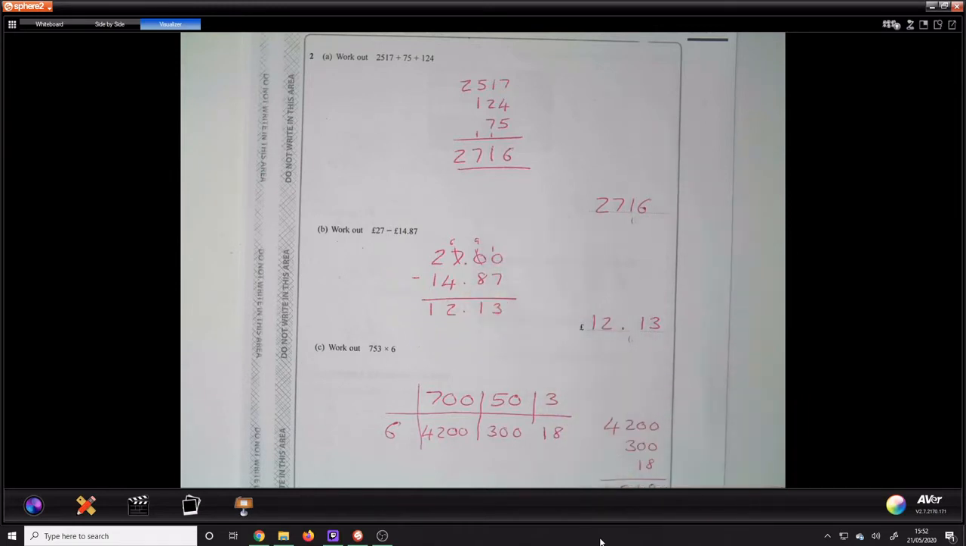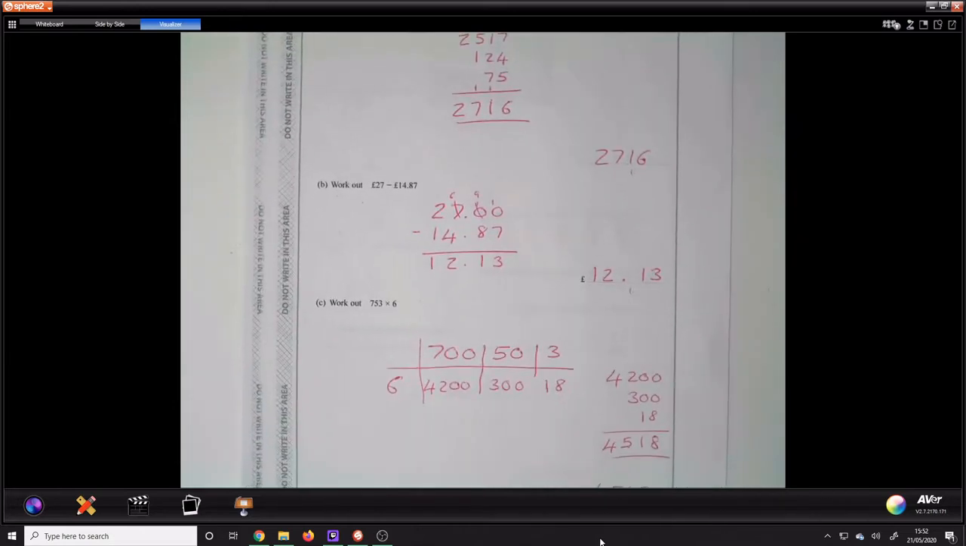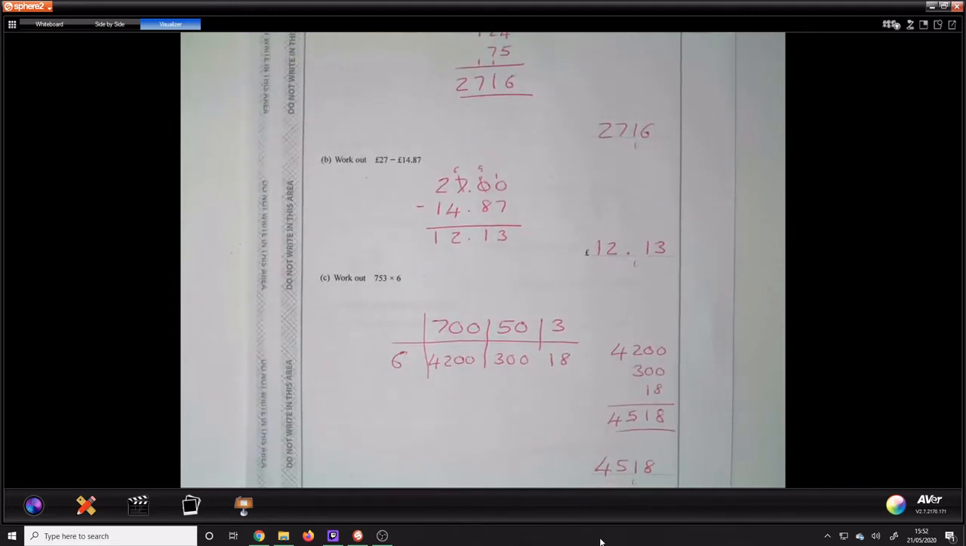And the last question, the answer is 4,518. Again, 2 marks, so 2 marks for 4,518. 1 mark if you attempted to lay it out. Remember, we suggest you use this method, the grid method. If you laid it out, long multiplication, again, and got it wrong, then you can have the mark for laying it out correctly, and the second mark will come from the answer of 4,518.